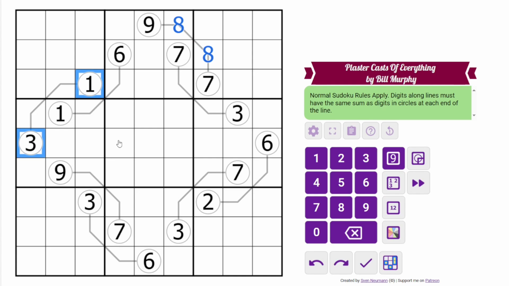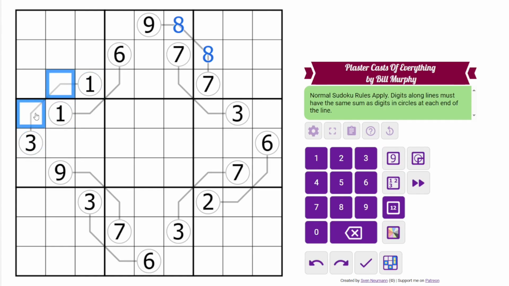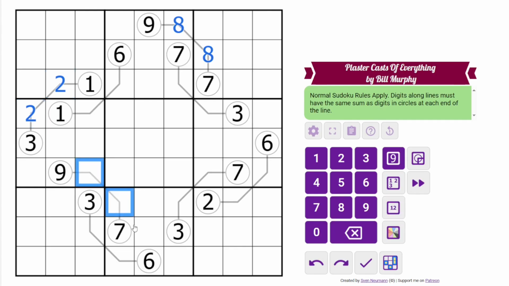This one is similarly restricted. 4 can either be 1, 3, but we can't do that because of the 1 here, or it can be 2, 2. And this one is also 16, and this cell can't be 7 or 9, so this must be 8, 8 as well. Let's look at this one next.